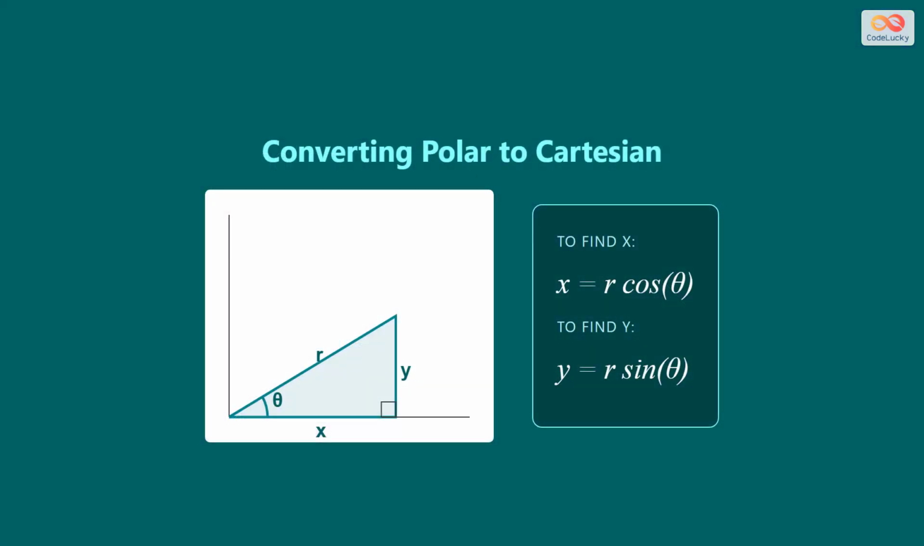Since we often mix these systems, you need to know how to convert between them. By drawing a right triangle, we can see the relationship. The x-coordinate is r times cosine theta, and the y-coordinate is r times sine theta. This is derived from basic trigonometry.